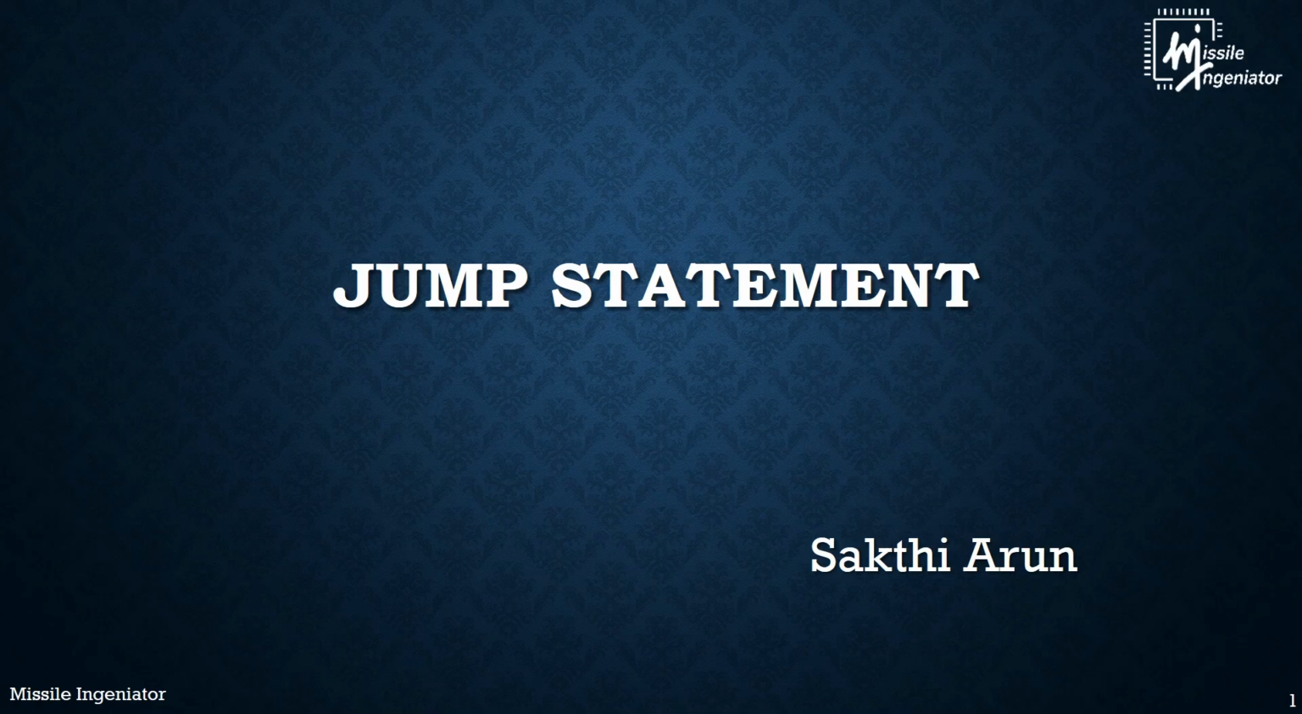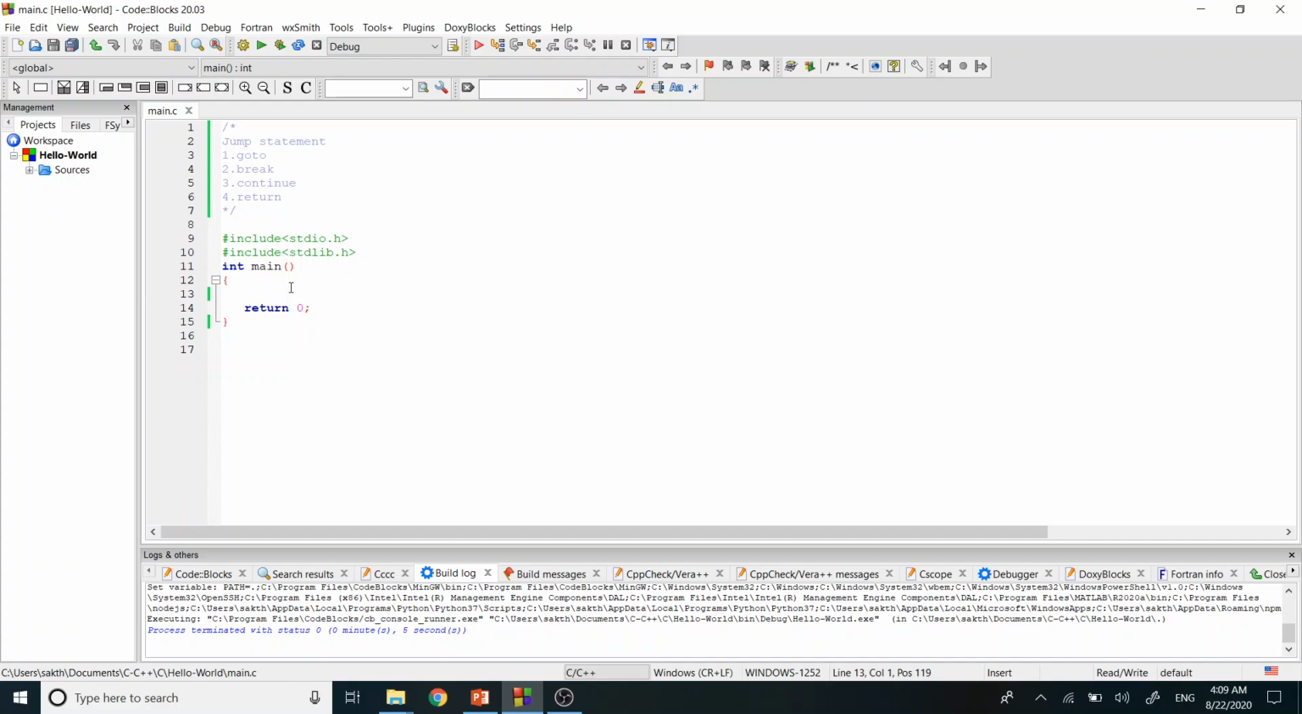In this lecture video, I'm going to give practical examples, simple C programs for jump statements in C. Basically there are four types of jump statements: goto, break, continue, and return. I'll be explaining with a simple C program for each of the jump statements. At first, I'm going to give an example for goto.